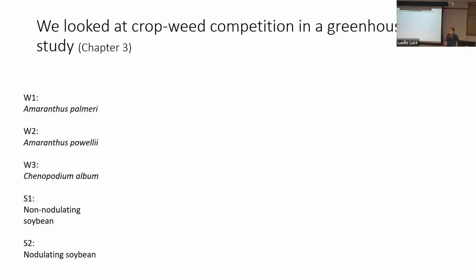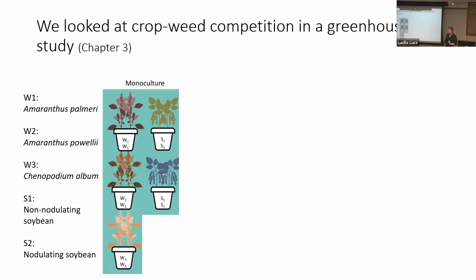And then we actually had 2 soybean varieties. These 2 soybeans had the same parents, but one variety was able to nodulate, and the other variety was not able to nodulate very well. So we thought that the non-nodulating soybean would respond more similarly to the weeds, and that the soybean that was able to nodulate would be able to rely on nitrogen fixed from the atmosphere and wouldn't be as negatively affected by the carbon amendments reducing nitrogen availability in the soil.